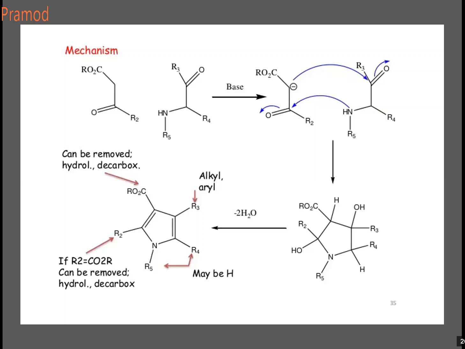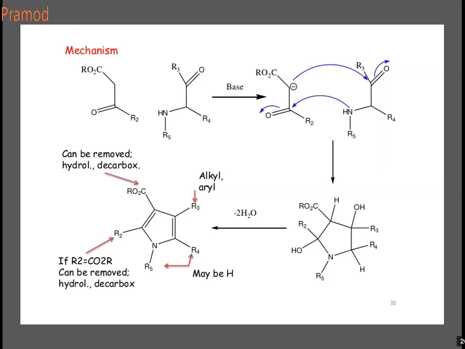And since these groups are esters, they can be hydrolyzed to get your carboxylic acid, which can undergo decarboxylation by heating to get your substituted pyrrole. So this is how you can prepare yours.